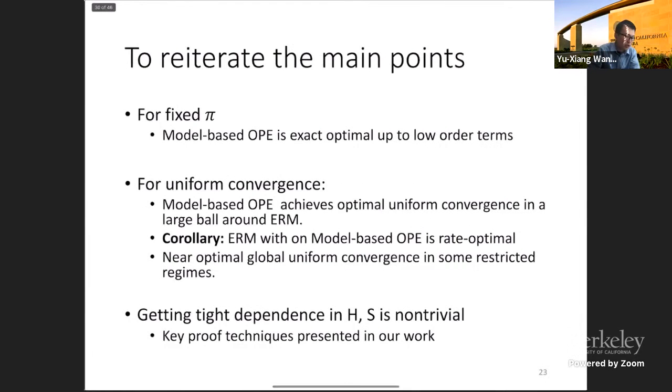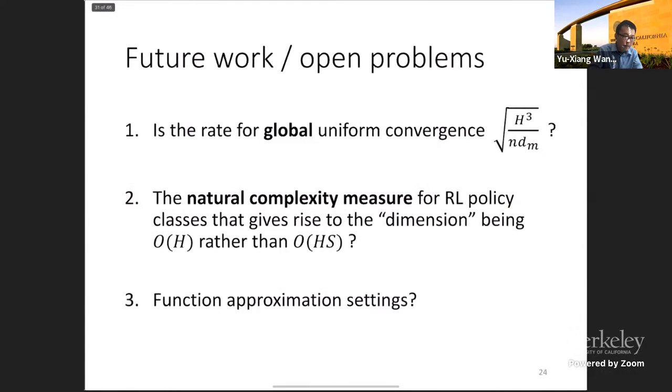Okay, so to reiterate the main point, we've derived pointwise and uniform convergence results for the offline evaluation problem. For the pointwise problem, we have obtained in some sense the best per-instance optimal results after low order terms. And for the uniform convergence result, we've derived the rate optimal bound that suffices for all practical purposes of policy optimization, for identifying the optimal policy. Getting these tight dependencies on all the parameters is non-trivial, and some of the proof techniques might be generalizable to other settings as well. Okay, so I'd like to conclude the talk by stating a few open problems.